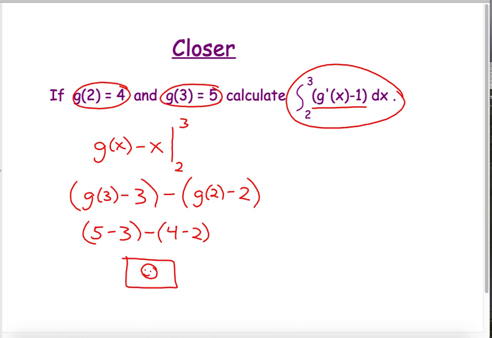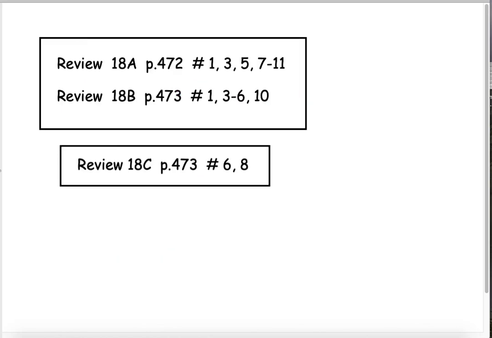All right. So for review problems in 18A, remember you're supposed to do that without a calculator. In 18B, some of those require a calculator. And then I also picked out 2 problems from section Review C.